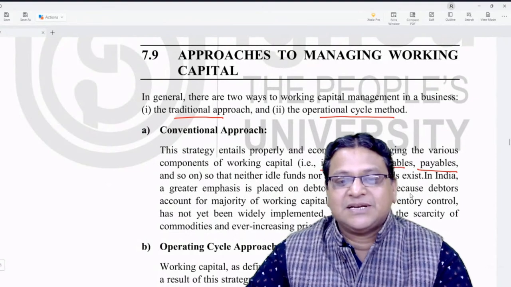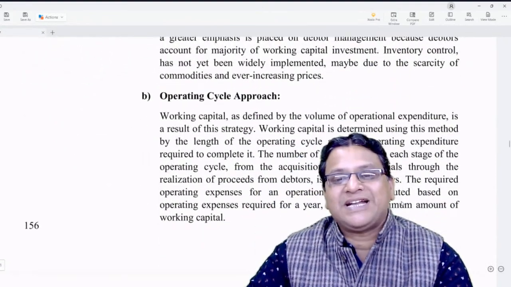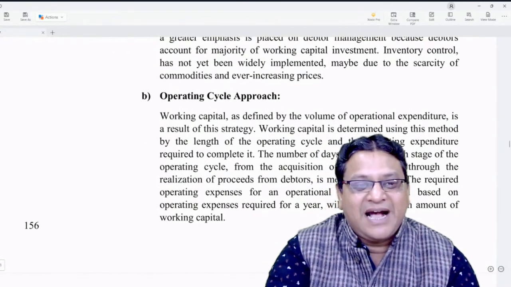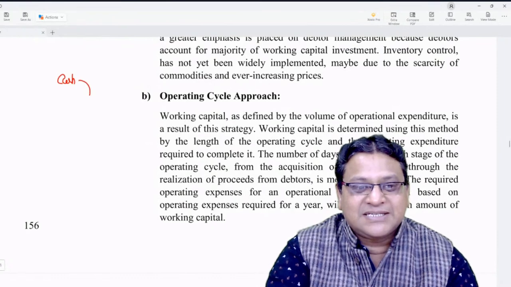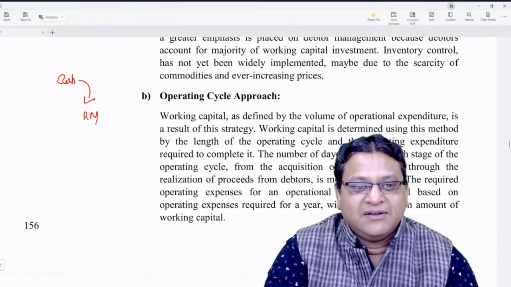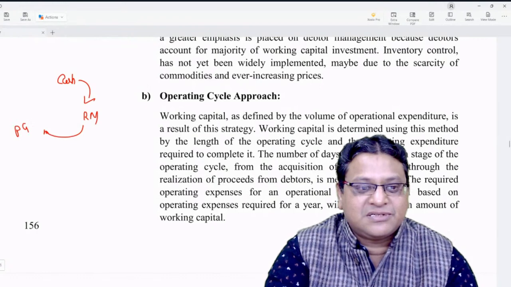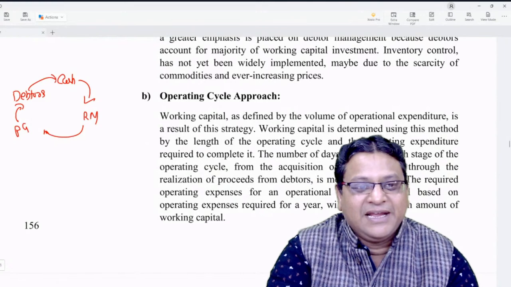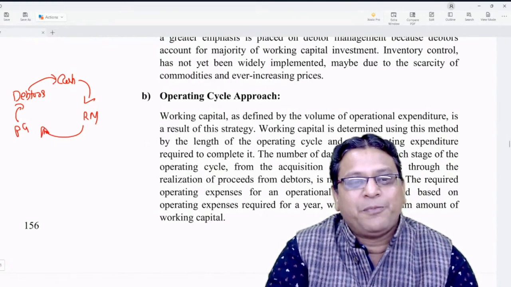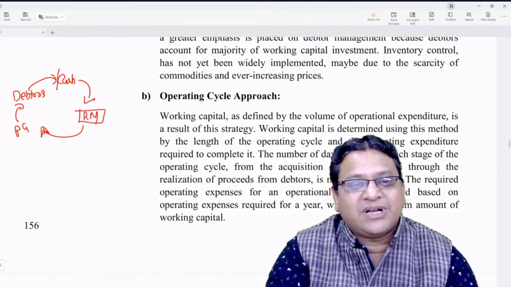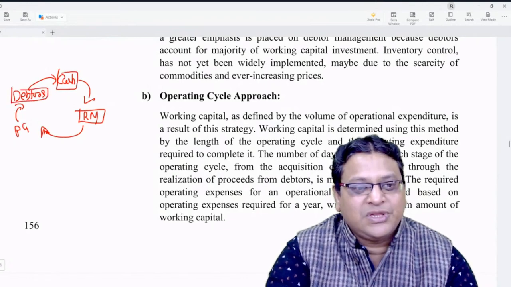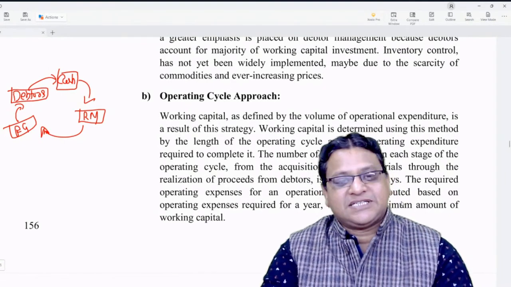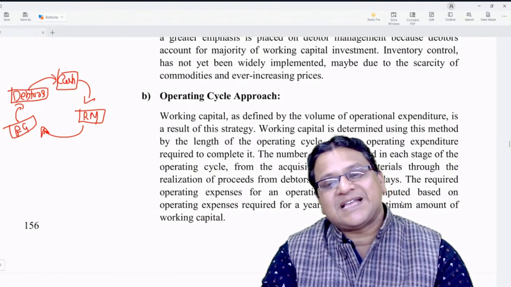But nowadays, companies are shifting to the operating cycle approach. We have already discussed what the operating cycle is. It is the cash to cash cycle: cash, raw material, finished goods, debtors, cash. Nowadays, companies are trying to shorten this operating cycle so that a lesser amount of working capital will be required for the business. This is known as the operating cycle approach.